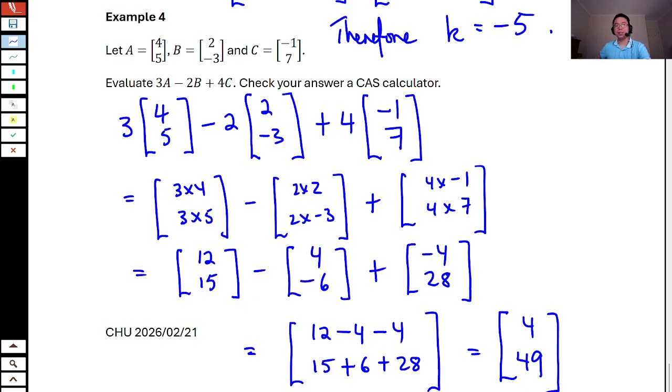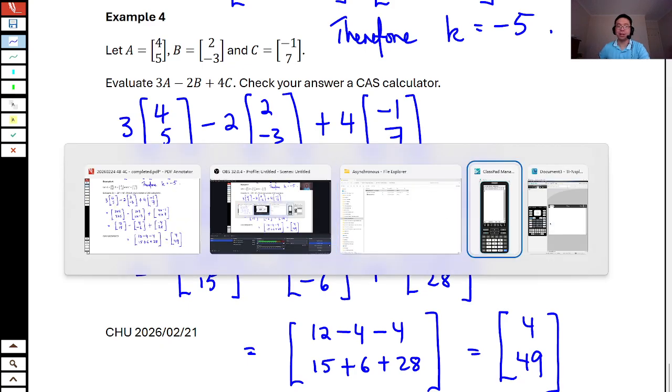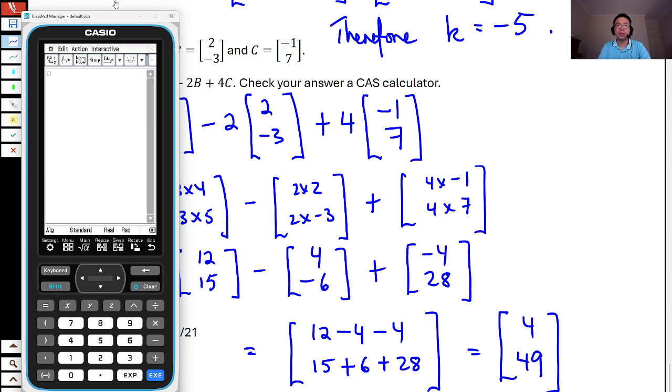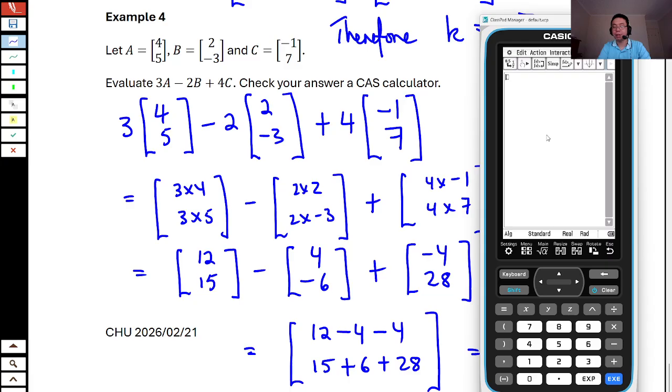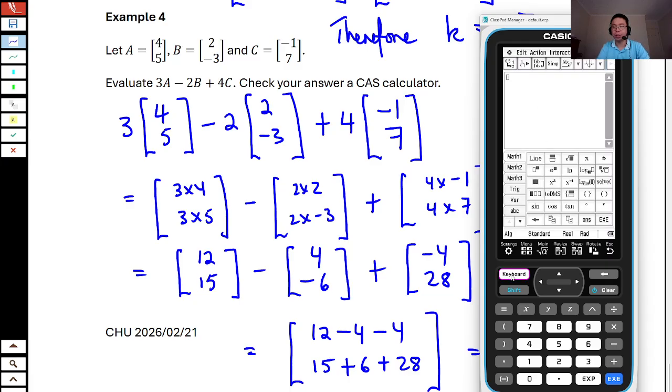Now, let's quickly do this with the CAS calculator. So I'll start with the ClassPad. On the ClassPad, to get a matrix, click on keyboard, Math2, and you will see 3 buttons that you can press to enter matrices. Now, in this particular instance, our matrix is a 2x1 matrix, so we can just press this button here. Press enter, and there we are.